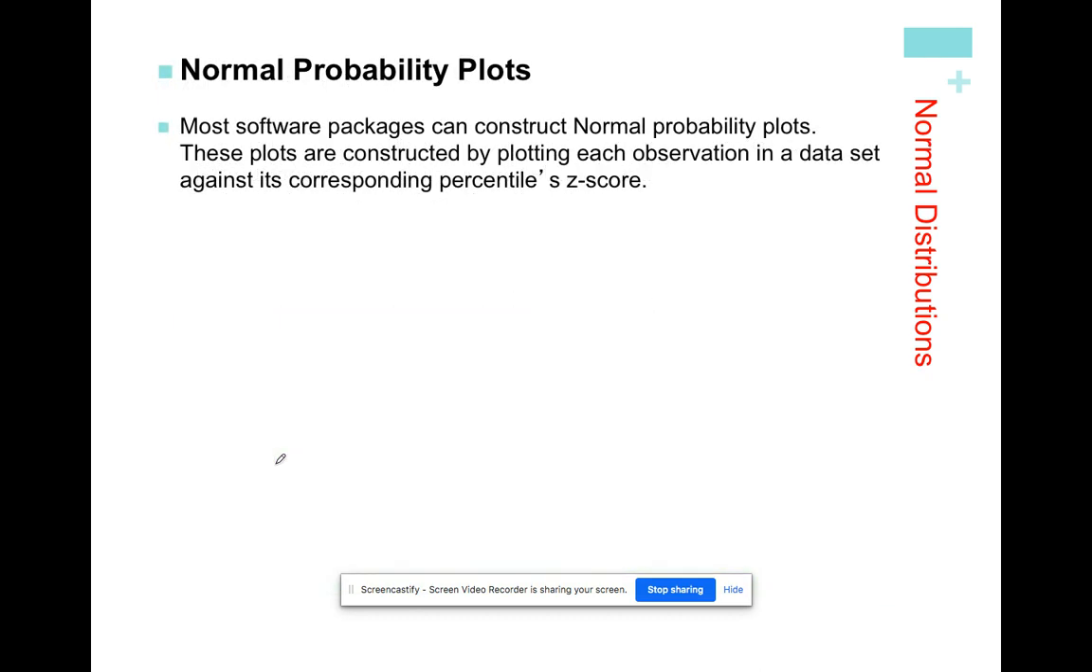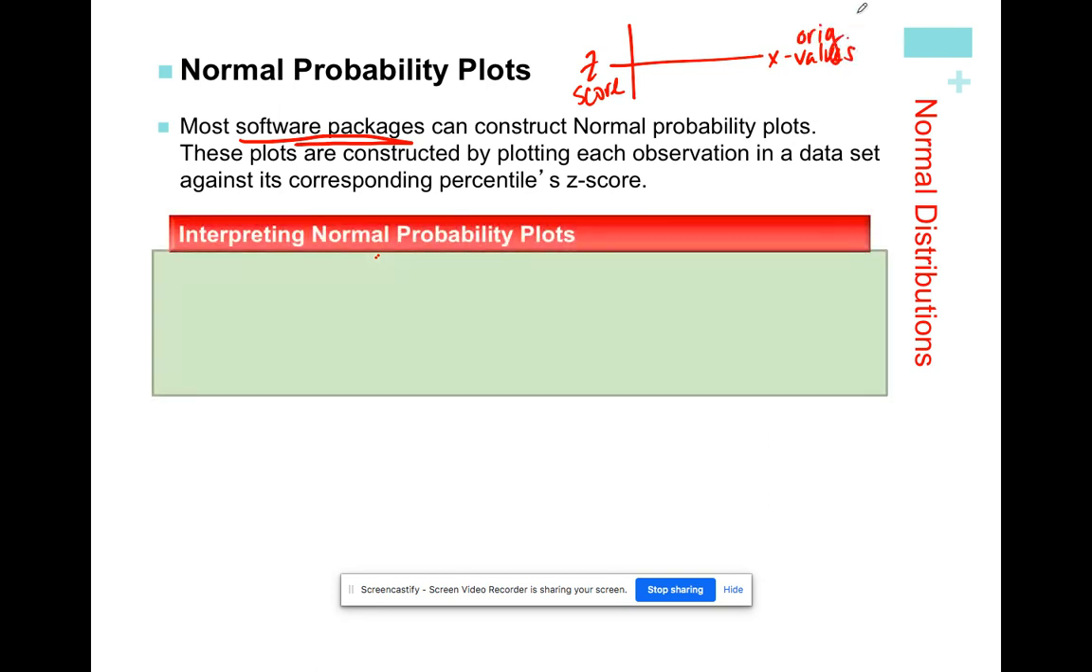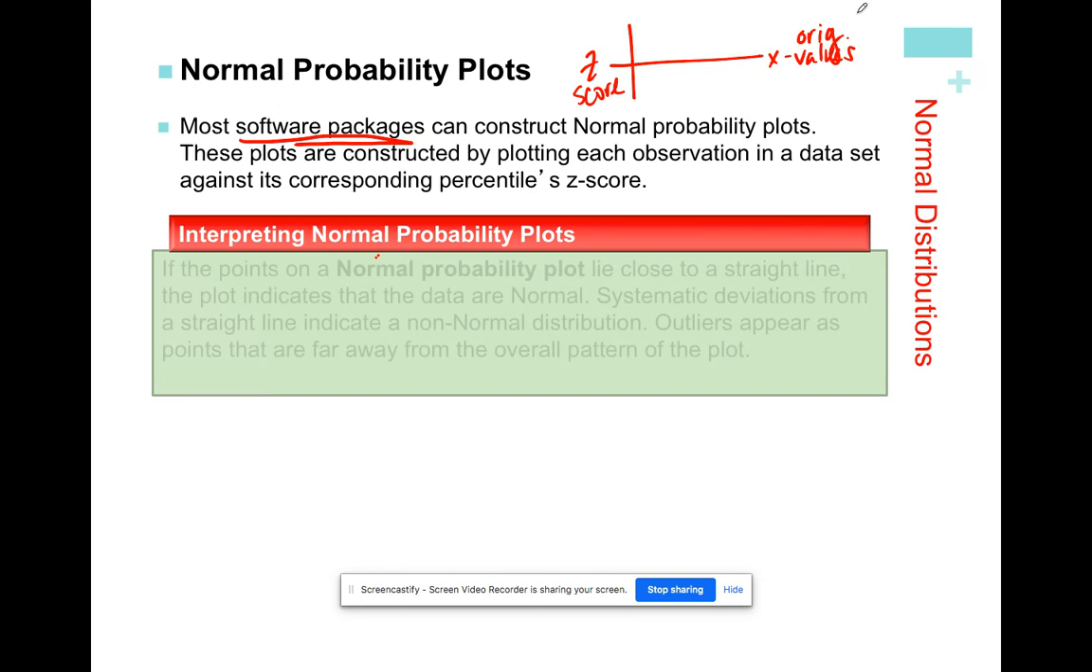So the third way that we can assess normality is by using a normal probability plot. This is not something that you would do by hand. It's in most software packages, so you would use a computer or a calculator, which I'll show you a screenshot of in just a minute. What it does is it plots each observation against its corresponding z-score. So you'll have the z-score on the y-axis and then the original x values on the x-axis. Really, you'll use some sort of technology to make one of these, and then you just have to use it to assess normality.